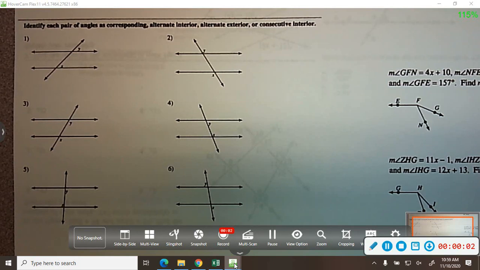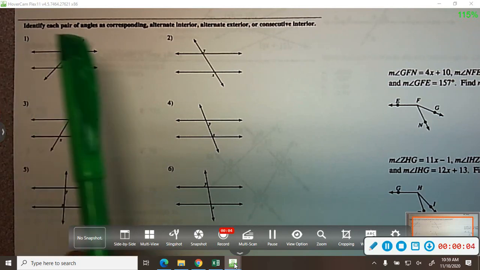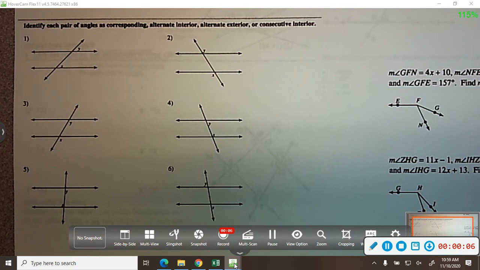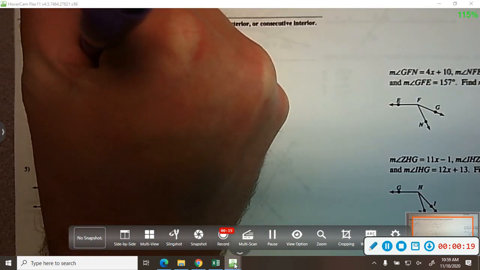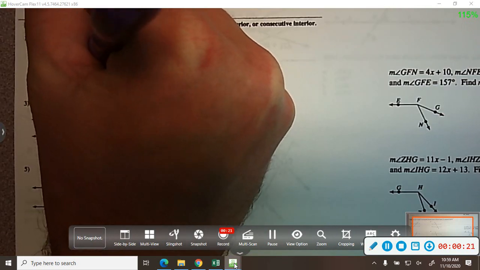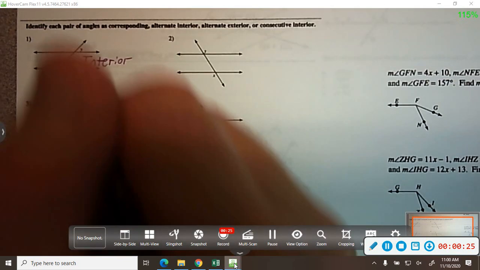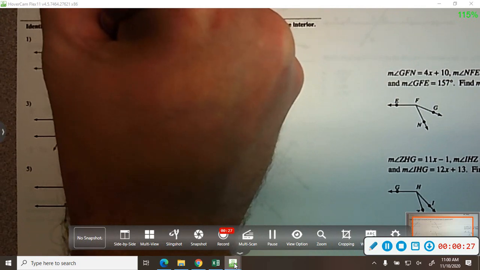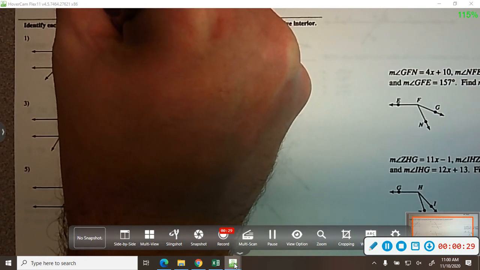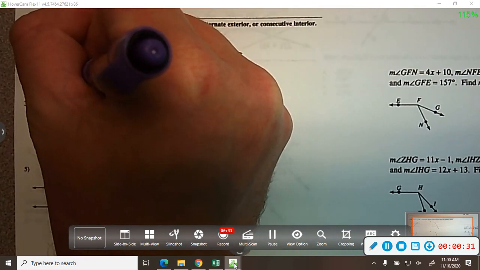So we're going to go through and identify each pair of angles as corresponding, alternate interior, alternate exterior, or consecutive interior. And one thing that might help would be to know that this is what we call interior, the inside, and this is exterior, here and here.